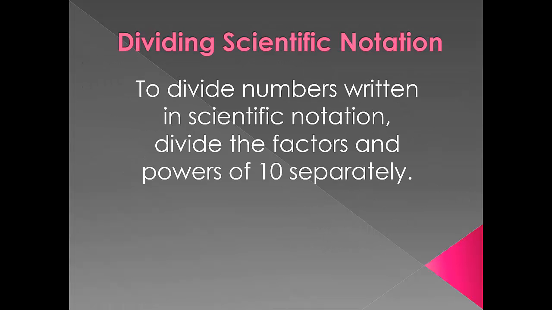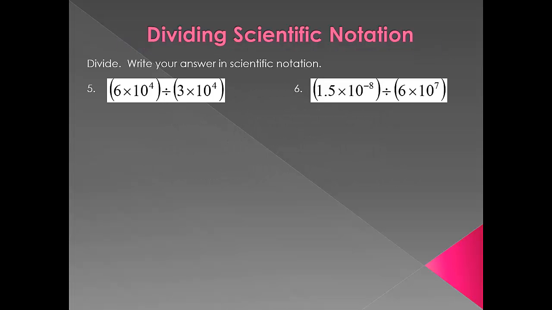Now I'll look at my rule for dividing scientific notation. To divide numbers written in scientific notation, divide the factors and powers of 10 separately. Now I'll look at a couple of examples for dividing scientific notation. We're going to divide, and we want to write our answer in scientific notation.